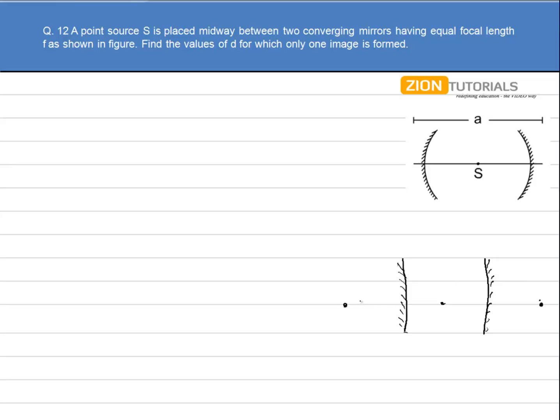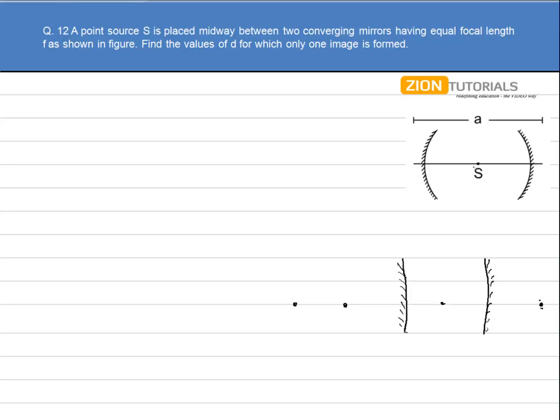Now these two images will again act as an object, a virtual object. So this image will act as a virtual object for this mirror, so it will make another image. Similarly, this virtual image will act as an object for this plane mirror, so it will make another image, and so on. Every virtual image will act as an object for another mirror. Now I want only one image.